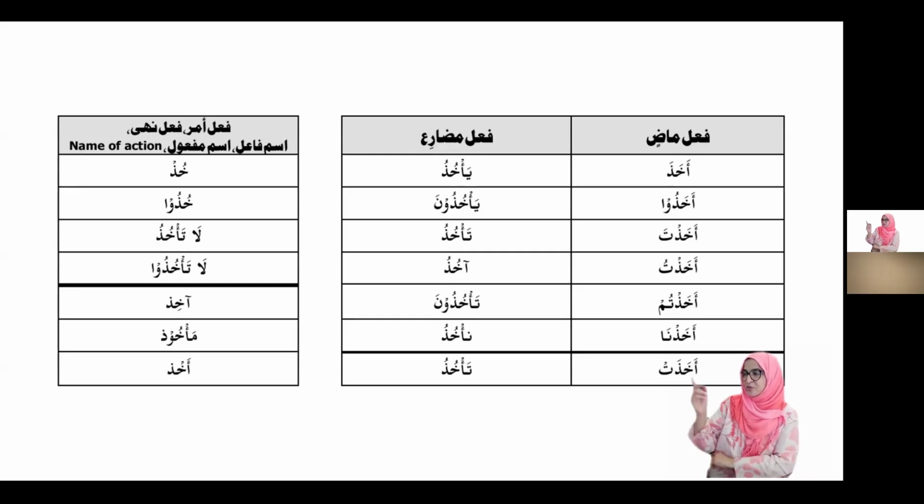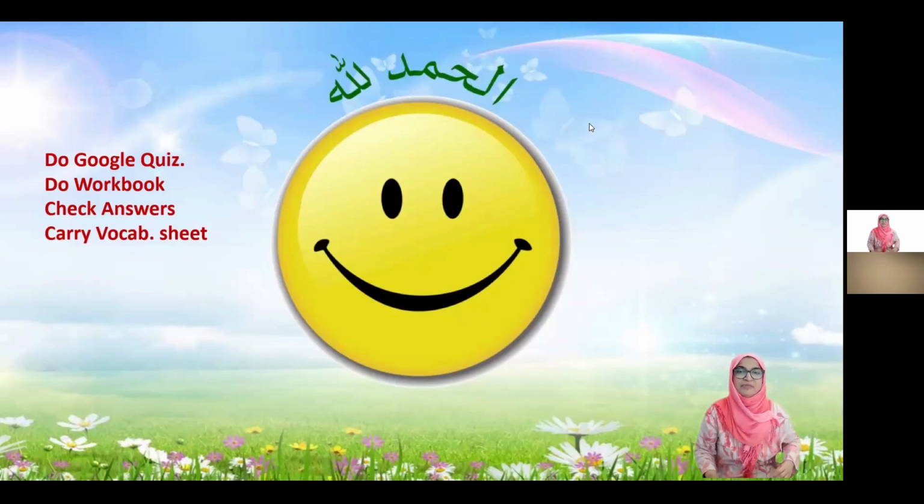Now let's do it together. Let's practice this together. أخذ، أخذوا، أخذت، أخذتم، أخذنا، أخذت. And يأخذ، يأخذون، تأخذ، آخذ، تأخذون، نأخذ. Then خذ، خذوا، لا تأخذ. Then آخذ، مأخوذ، أخذ. Alhamdulillah, you got this. Alhamdulillah, we did it well.